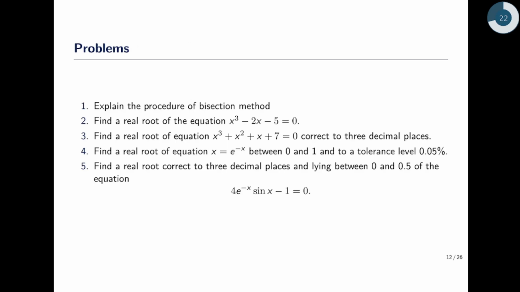Now try the following problems. The first problem is a generalization of this one. Explain the procedure of the bisection method in a general case. Using that method, solve questions 2, 3, 4 and 5.